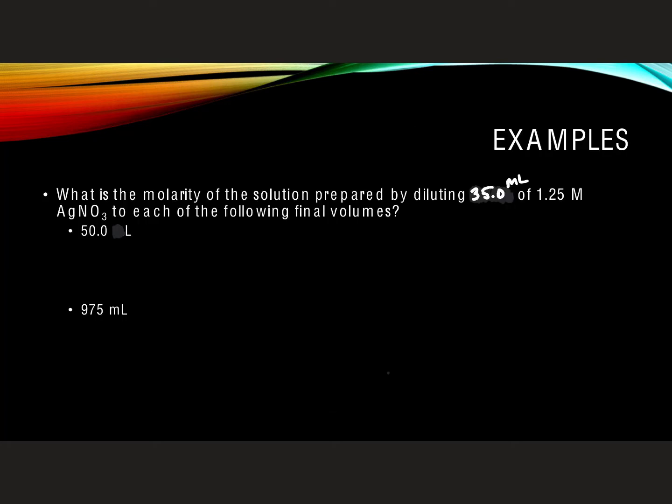So in this example, we want to know the molarity of the solution that we get when we dilute 35 milliliters of a 1.25 molar sample to these final volumes. So it is giving us the final volume. So I'm not going to have to add anything here. So I know my starting volume is 35 milliliters. I know my starting concentration is 1.25 molar. And for this first sample, I know my final volume is 50 liters.